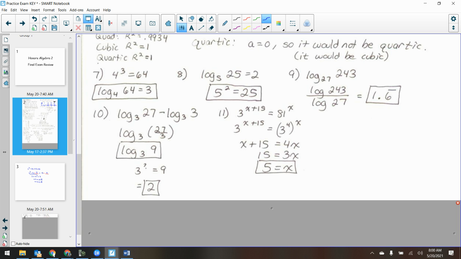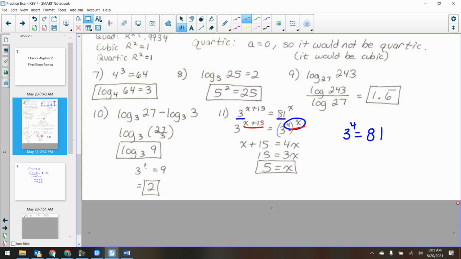Number 11 was kind of interesting there. You want to try to get the bases the same. So since this is already a base of 3, we can make 81 a base of 3 as well. 81 is 3 to the 4th. That is an equivalent statement right there, right? 3 to the 4th is 81. So I'm going to remove 81 and in its place write 3 to the 4th. Well, power to a power means we multiply powers. So I could really just write that 3 to the 4x, right? Once you get the bases the same, you can set the exponents equal to one another. x plus 15 is equal to 4x. And then just solve.